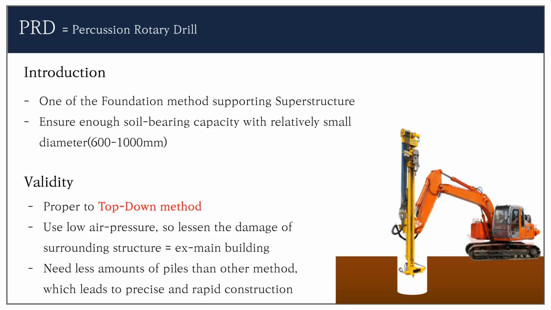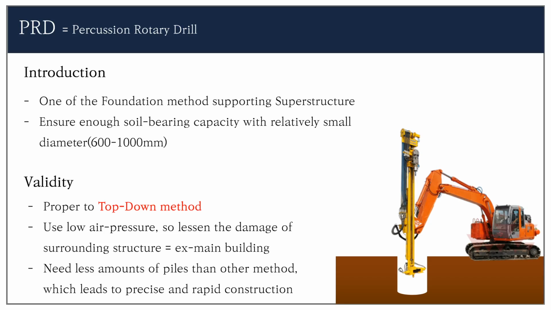And PRD method is used. PRD is percussion rotary drill method. It's one of the foundation methods that supports the superstructure and it ensures enough soil bearing capacity with relatively smaller diameters than other methods. Its diameter is about 600 to 1000 millimeters.